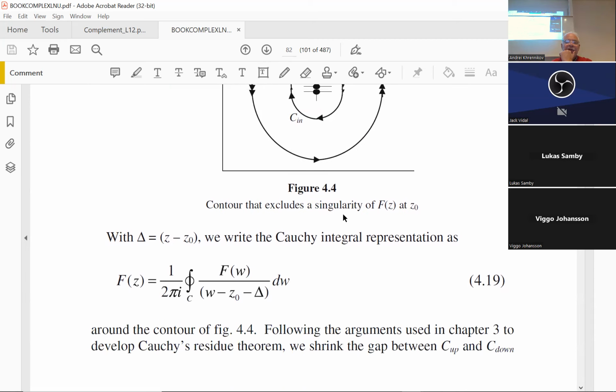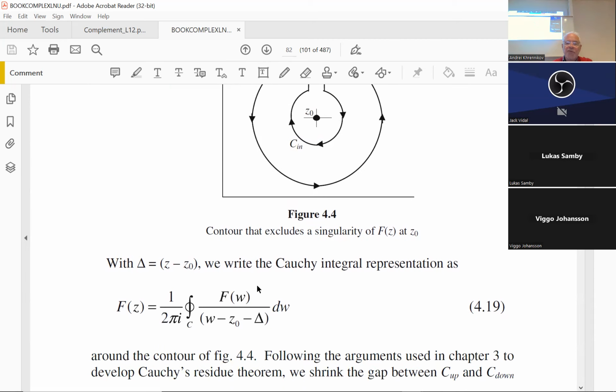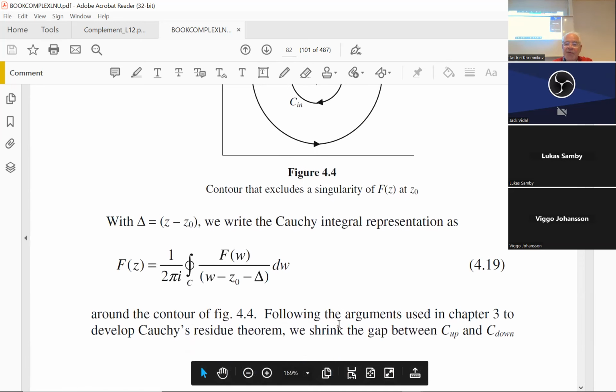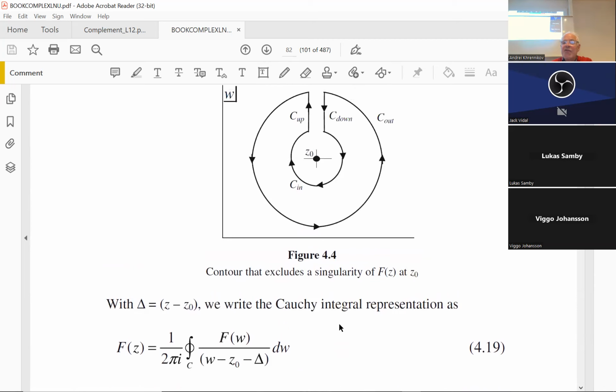Yeah, so we now do the same. We can, because function f is analytic here inside. For this contour C, we get this formula, as above.